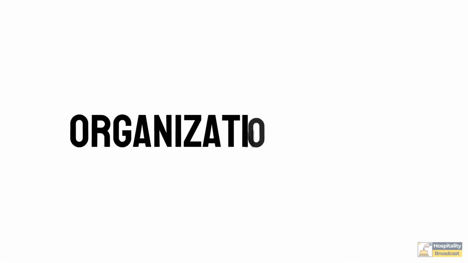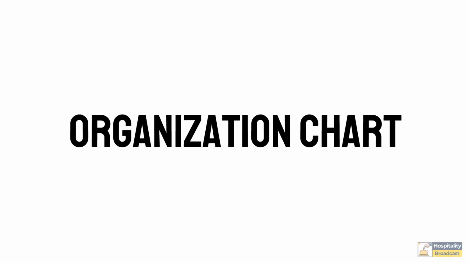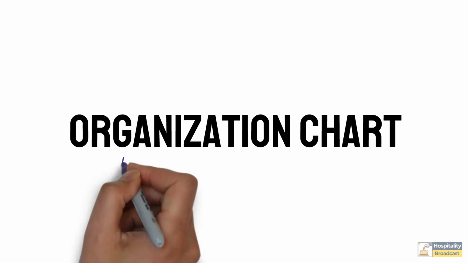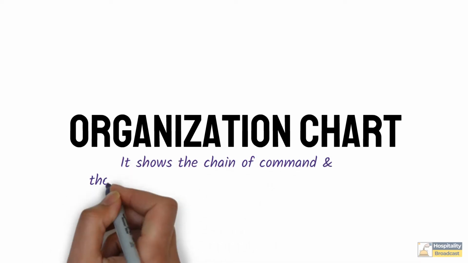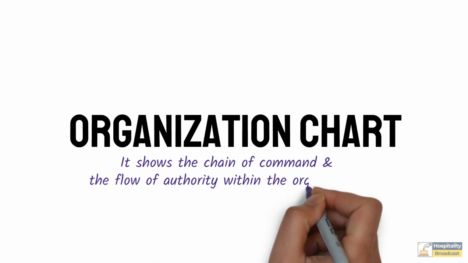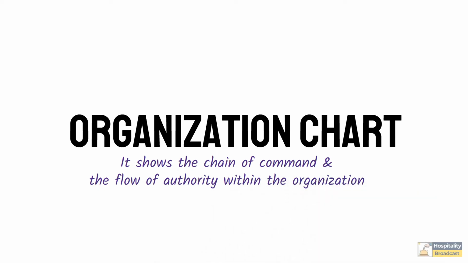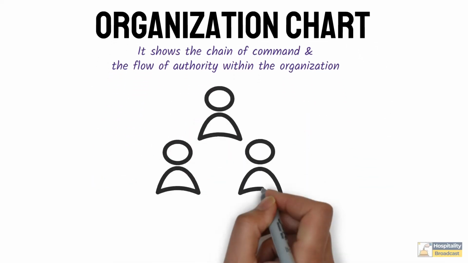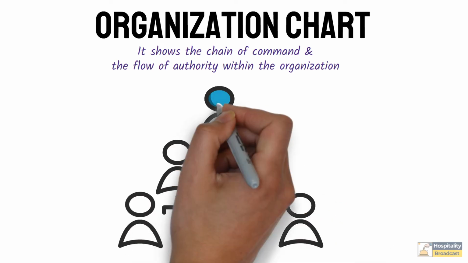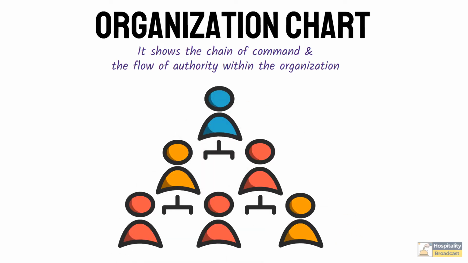The organization chart helps people understand the structure of the company, who they report to, and who their colleagues are. It also shows the chain of command and the flow of authority within the organization. In the simplest form, an organization chart looks like a pyramid with the highest level of authority at the top and the lower levels below. Each level represents a different level of management or responsibility.